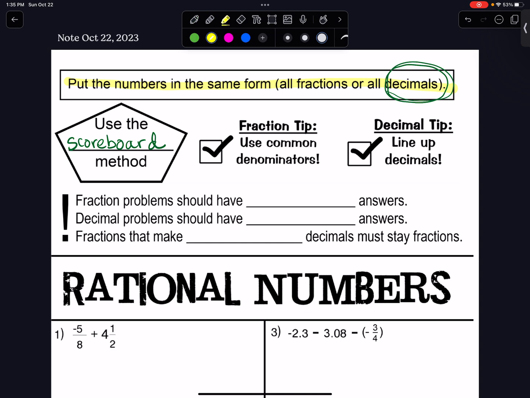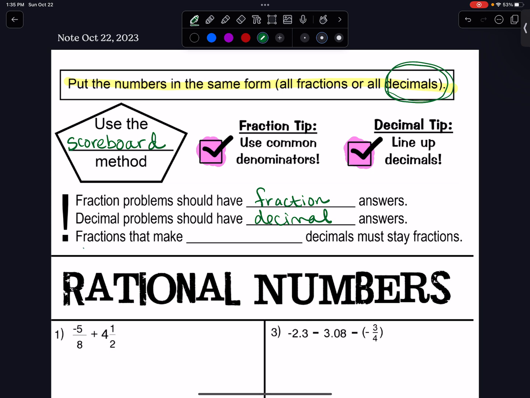And then just some reminders from elementary school. We are going to use common denominators with fractions, and we're going to line up the decimals when we have decimal problems. So if you have a problem that has all fractions in it, then your answer should be given as a fraction. Fraction problems should have fraction answers. Decimal problems should have decimal answers. And if you have some of each, you can decide which form you like better.